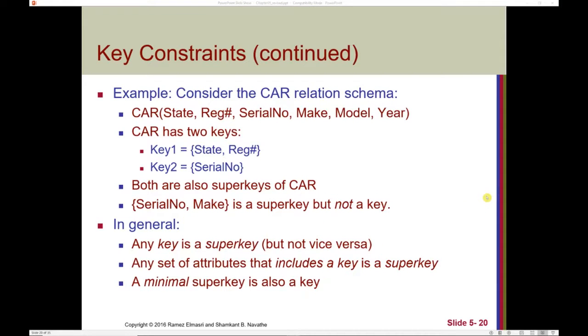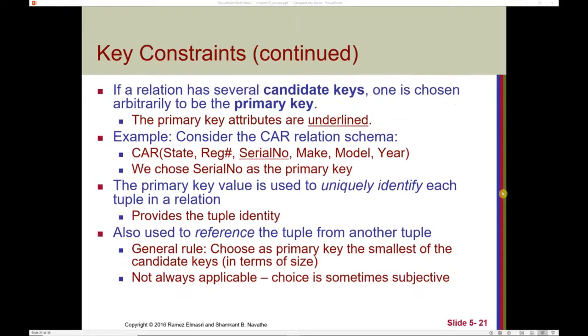The next thing that's presented is an example using the car relation schema. And so I encourage you to take a look at it by yourself to see if you can follow the same procedure that was presented in the monarch example to determine superkey and a minimal superkey. If a relation has several candidate keys or minimal superkeys, then one is chosen arbitrarily to be the primary key. As we saw before, we underline the primary key attribute or attributes in order to indicate that it is a primary key. And in the car example, serial number is eventually chosen as the primary key.